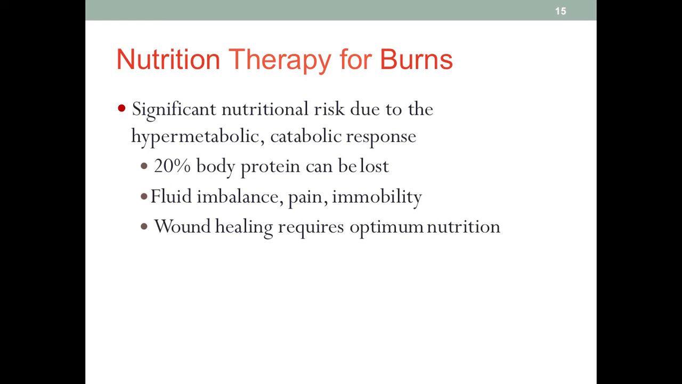Also, along with nutritional implications, we have a fluid imbalance. So on top of the regular fluid shifts that we see in all metabolic stress conditions, burns specifically affect fluid status. There will also be a lot of pain, which in itself, in addition to making the patient very uncomfortable, increases the energy requirement, and the patient will not be mobile due to the damage. And then with healing itself, we know this requires optimal nutrition, including energy, protein, and a lot of key micronutrients as well.